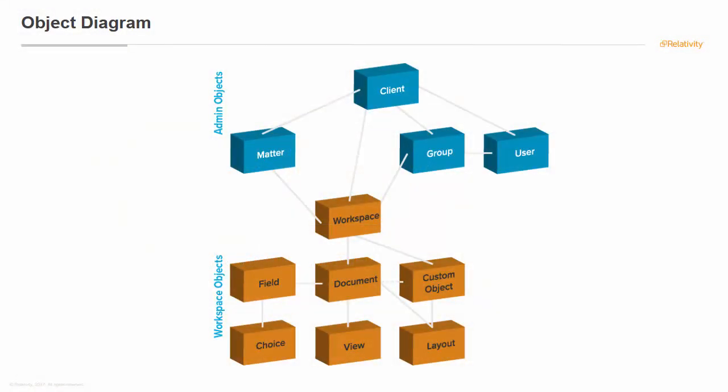Objects are the building blocks of Relativity. They store information and can create or extend Relativity workflows when linked with other objects. This diagram represents the standard objects that make up the Relativity platform.